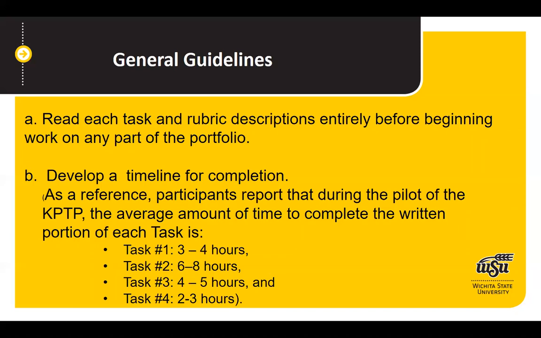Task 2 was 6 to 8 hours. Task 3 was 4 to 5 hours. And task 4 took 2 to 3 hours. So this means you really need to develop a clear timeline of how you're going to complete this and work on it, in addition to your time in the classroom and the coursework that you need to complete.